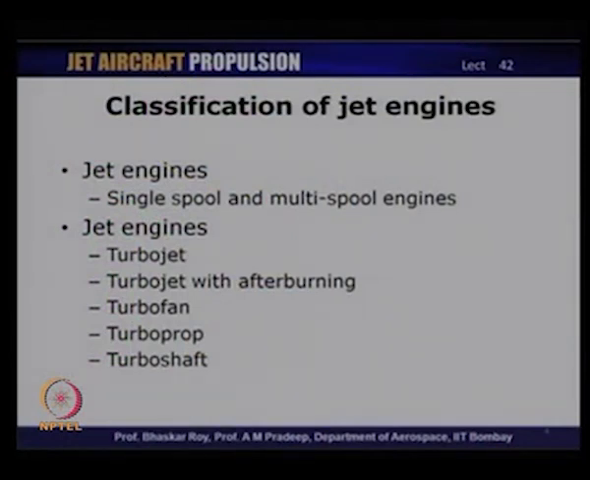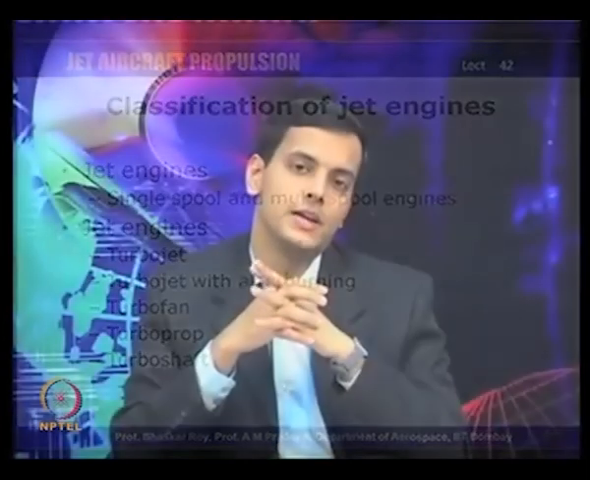So, the turbojet engine is probably the simplest of the jet engines, besides of course the ramjet and pulse jet. Among those engines which have rotating components, the turbojet is the simplest. A turbojet engine typically consists of a compressor, then the combustion chamber, turbine and nozzle, and of course, there is an intake ahead of the compressor. Turbojets may operate with or without reheat or afterburning.